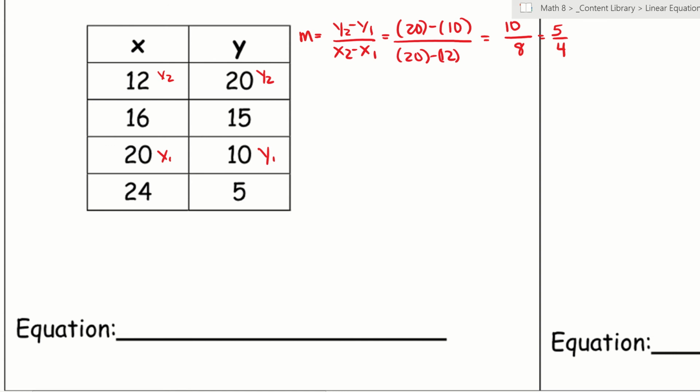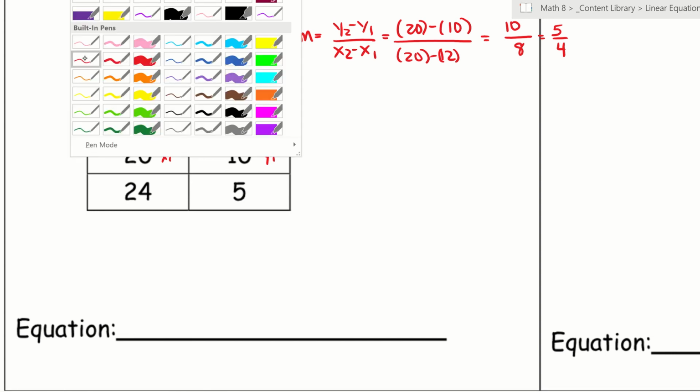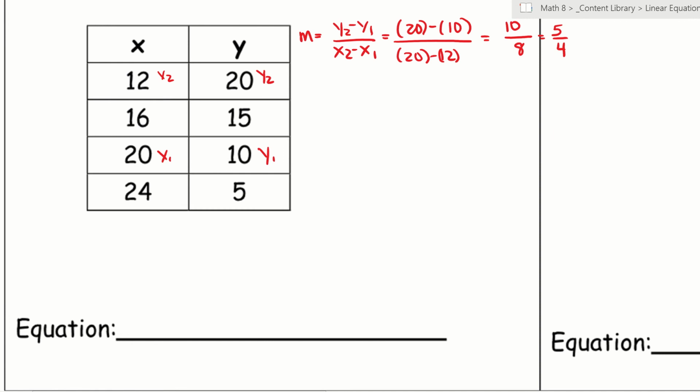Next, I'm going to have my b. Uh-oh, my b is not here. So what do I have to do? I'm going to have to solve for it. y equals mx plus b. y equals, put my slope in, 5/8 x plus b, excuse me.